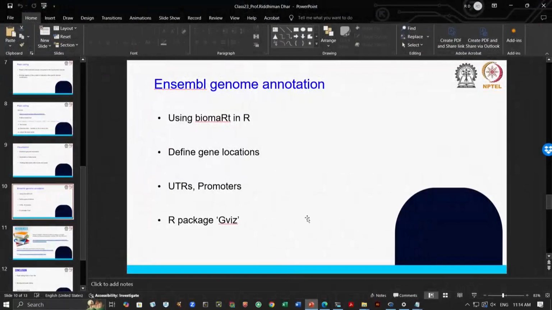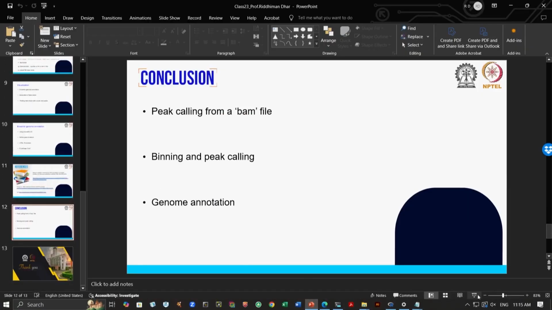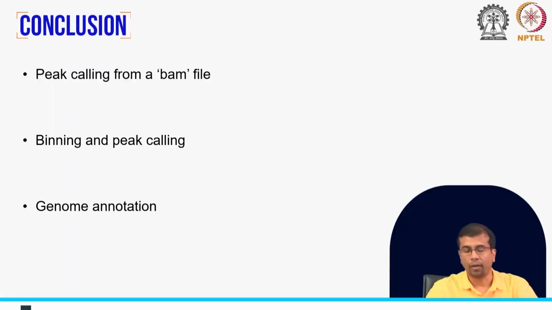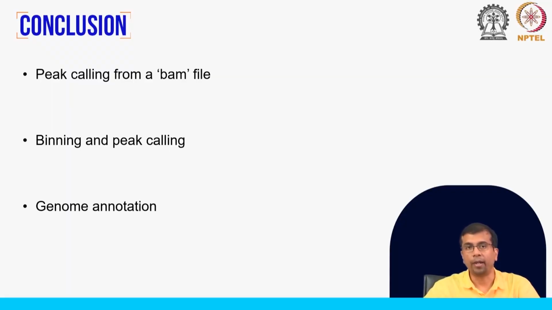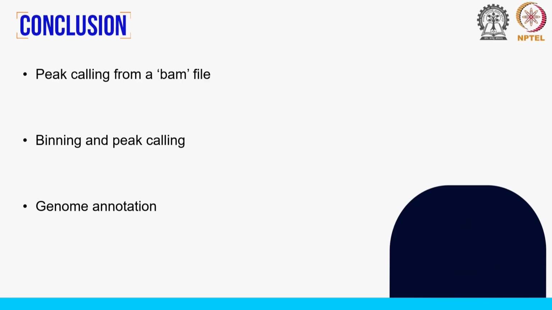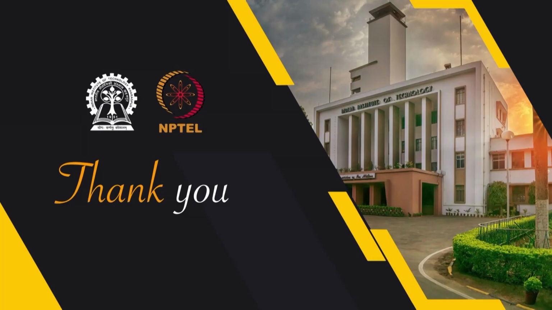Let us now go back to the presentation, just to summarize. We have done the binning, and after the binning we have to do the peak calling. This will complete the full pipeline, where we start with a BAM file, then do the peak calling, and then visualize the data along with the genome annotation. This is something we will do in the next class. Thank you.